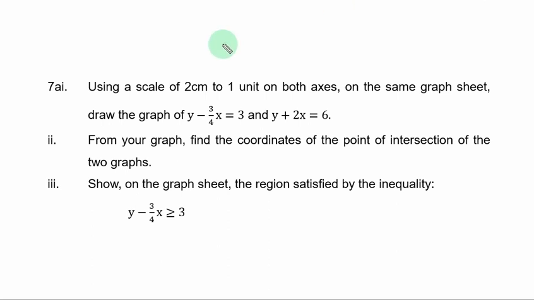Question 7a, Roman figure 1. Using a scale of 2 cm to 1 unit on both axes on the same graph sheet, draw the graph of y minus 3 over 4s equal to 3 and y plus 2s equal to 6. Here we have the graph of simultaneous linear equations. Roman figure 2, from your graph, find the coordinates of the points of intersection of the two graphs.